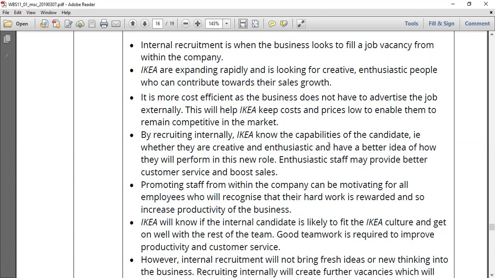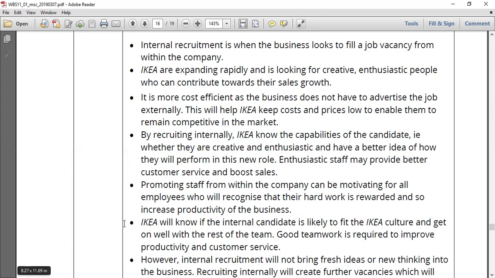The second advantage: by recruiting internally, IKEA will know the capabilities of the candidate, as I told you. They know their current skills and capabilities, whether they are creative and enthusiastic, and have a better idea of how they will perform in the new role. Enthusiastic staff may provide better customer service to boost sales. Promoting staff from within the company can be motivating for all employees, who will recognize that their hard work is rewarded, and so increase the productivity of the business.